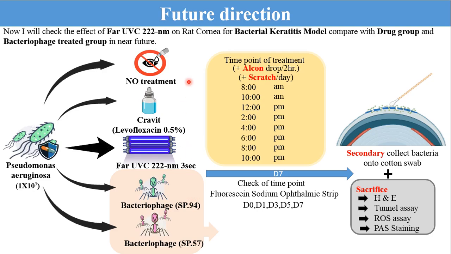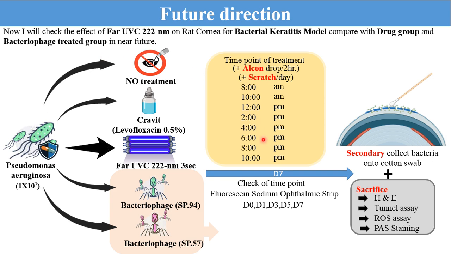We already got the data that far-UVC 222 nanometer light has the ability to kill bacteria or any type of microorganism on the surface of the cornea. So why can we not use this far-UVC for bacterial keratitis, which is a disease of the eye? I explained this earlier in my second semester progress report. So this is a study design in which I will induce bacteria in different groups and then check their effect with each other.